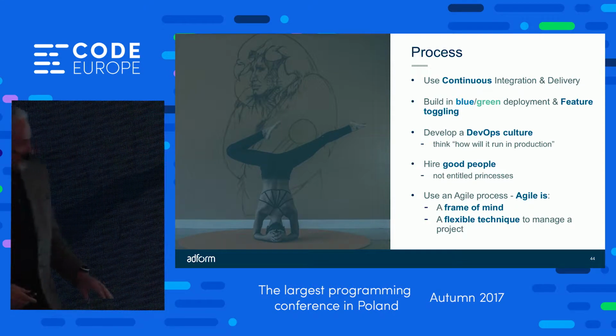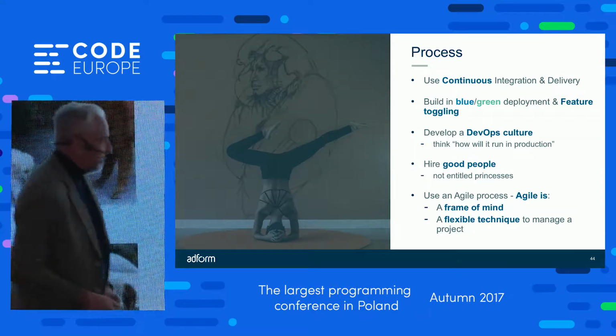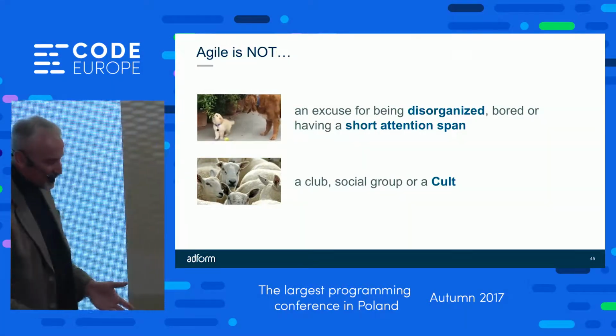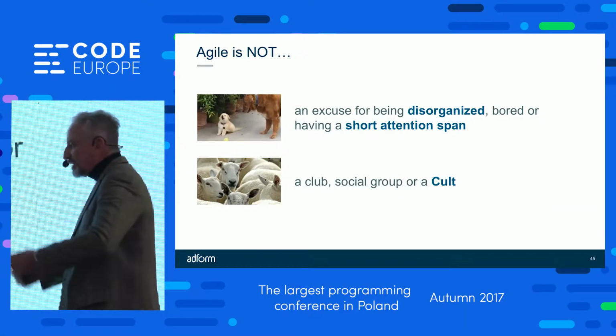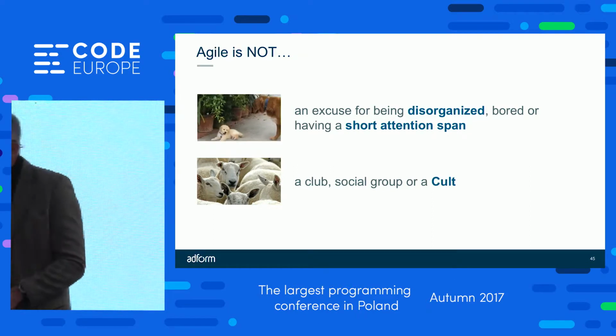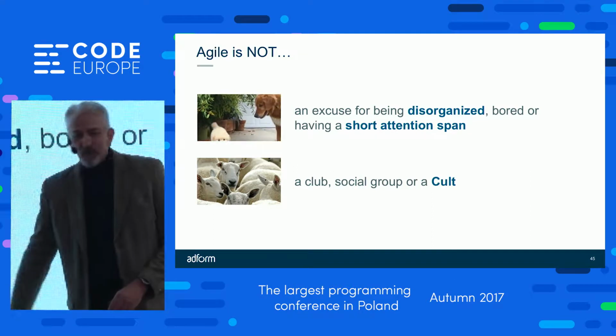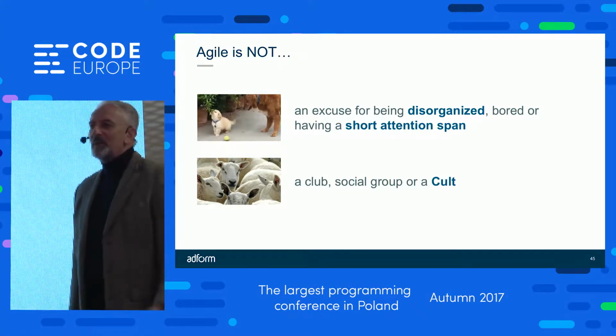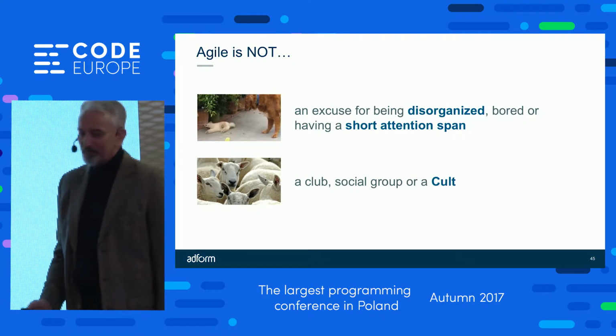Use an agile process. So when I say an agile process, an agile process is a way of getting something done, getting the processing done, getting the project out. It's a great flexible technique. But agile is not an excuse for being bored or having a short attention span or wanting to touch the new shiny object. It's not a club, a social group, or a cult. So it's not a religion. You shouldn't have arguments in a stand-up meeting going, well, that's not an agile way of doing things.